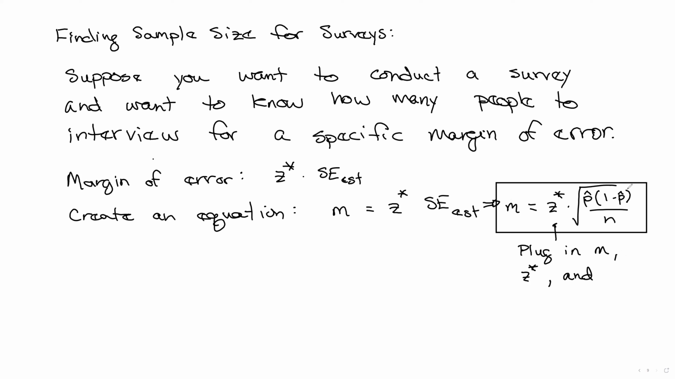And then what do you do for p hat? If you're doing a survey, you don't know what p hat is going to be until you actually complete the survey. And so what we're going to do is pick the value that would give us the largest amount of error. It turns out if you play around with this, if you pick various values for p hat, so you could try 0.3, 30%, you could try 0.4, 40%, the largest amount of error that you're going to get is for when p hat is 0.5.